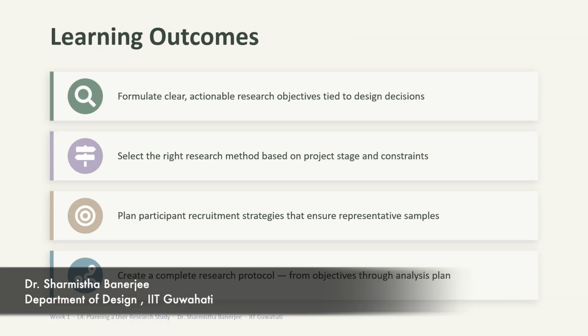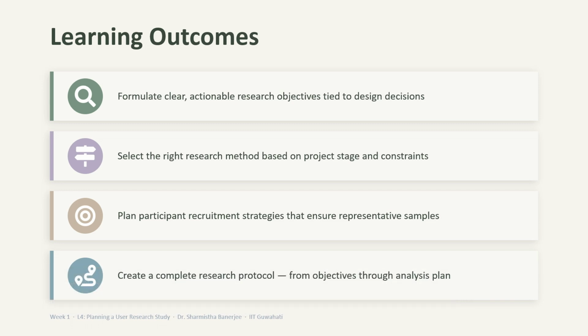Our learning outcomes today will be to formulate a clear, actionable research objective which will be deeply tied to the design decision that we want to make. We will select the right research method based on the product stage and the constraints that we have. We will also see how to plan the participant recruitment and ensure that there is representativeness of the sample. Then we will create a complete research protocol, from objectives to an action plan.